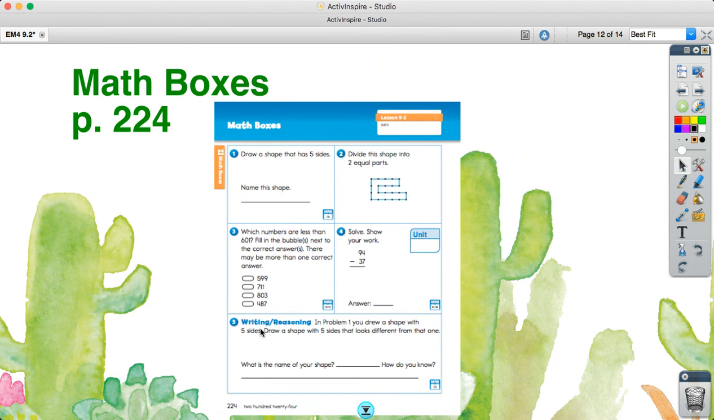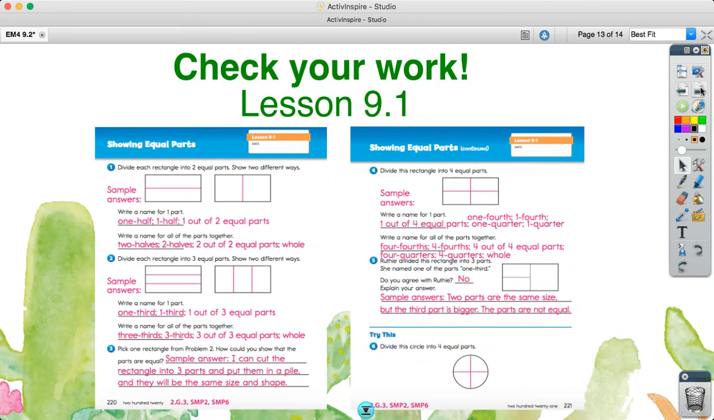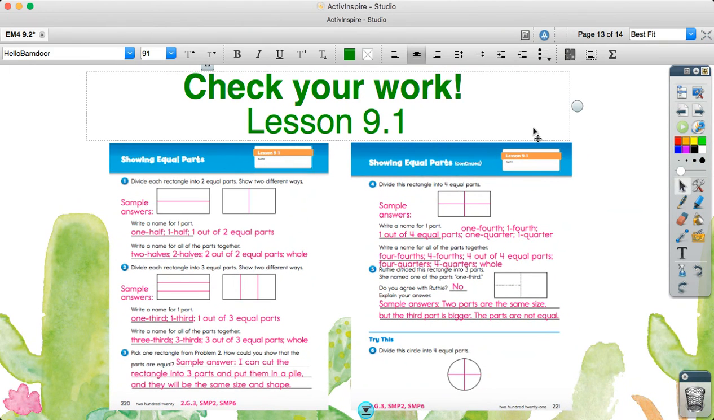Number 5, writing and reasoning. In problem 1, you drew a shape with 5 sides. Draw a shape with 5 sides that looks different from that one. What is the name of your shape? How do you know? Check your work from lesson 9.1.